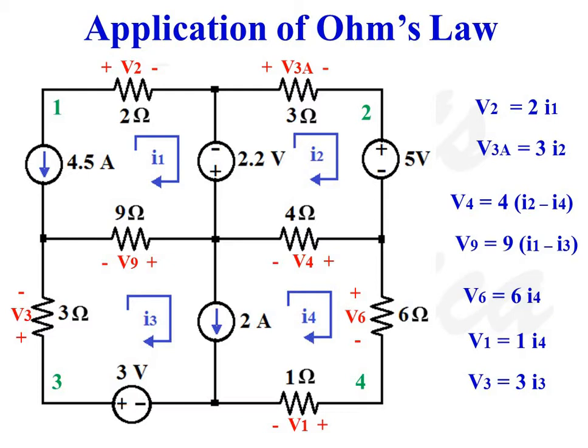Voltage drop across 6 ohms resistance, V6 is equal to 6I4. Voltage drop across 1 ohm resistance, V1 is equal to 1 into I4, 1I4, and voltage drop across 3 ohms resistance, V3 is equal to 3I3.